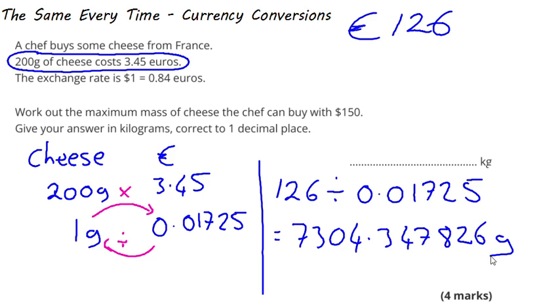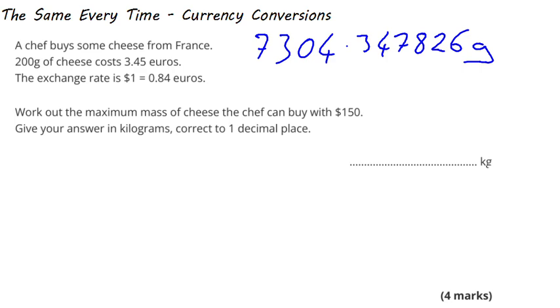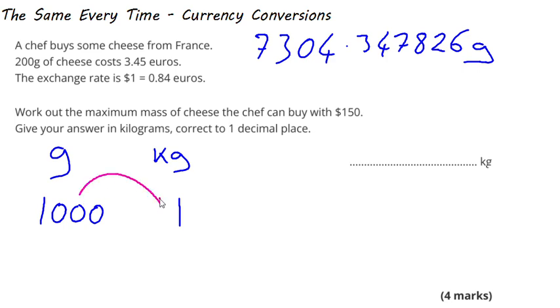The final part of the question, give your answer in kilograms, correct to 1 decimal place. So our next move is to convert our grams of cheese into kilograms of cheese. So it's another conversion, grams to kilograms. So I'm going to use the same method, grams, kilograms. I know that 1,000 grams is equal to 1 kilogram. So if I'm going to convert from grams to kilograms, 1,000 divided by 1,000 gives me 1. So to go from grams to kilograms, I'm dividing by 1,000. To go the other way, kilograms to grams, I'm multiplying by 1,000. So I've got my cheese in grams there, so I need to divide by 1,000.